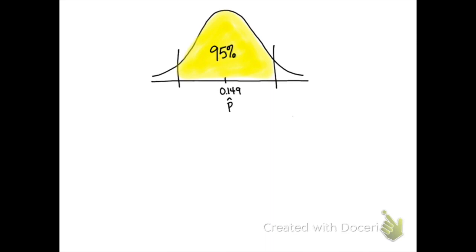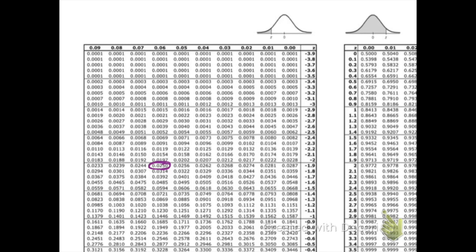Our first step will be to find the Z-score that is associated with these values. Because we know that there is 95% in the center of the distribution, we know that the area on either end of the distribution would be 2.5%. So our critical Z-score is found by looking at our Z table for an area of 2.5%. 2.5% is 0.025 as a decimal, and the associated Z-score would be negative 1.96.